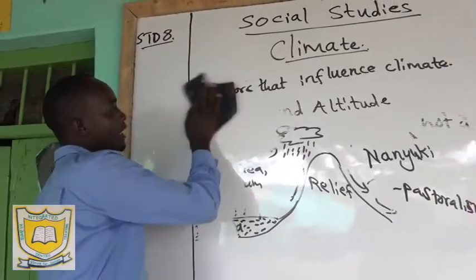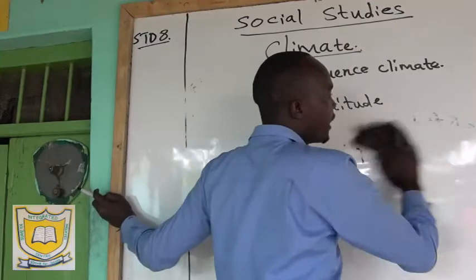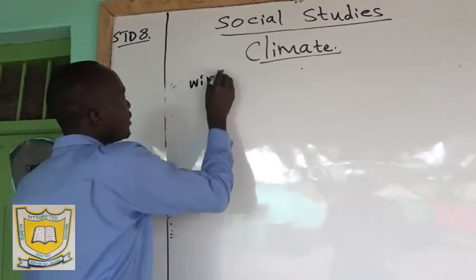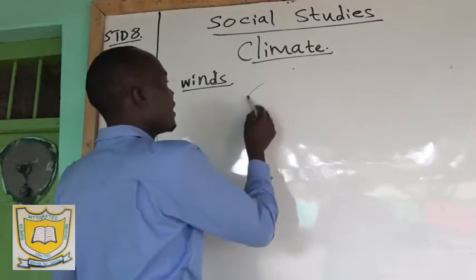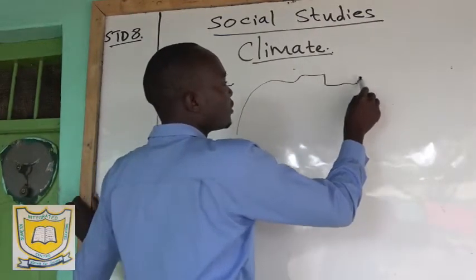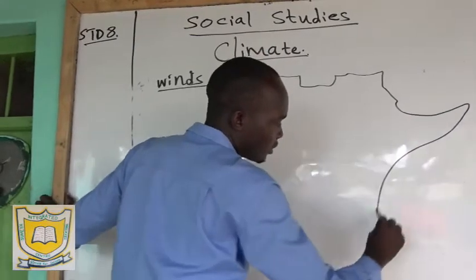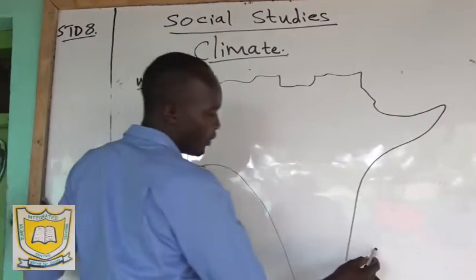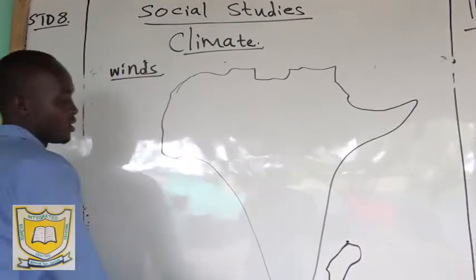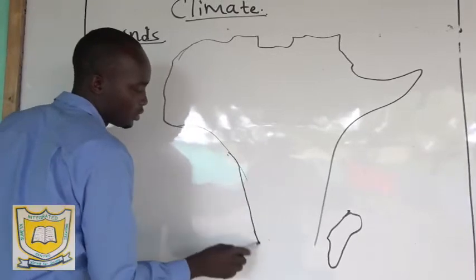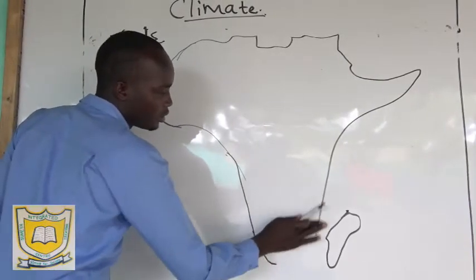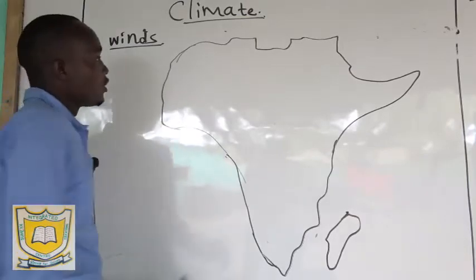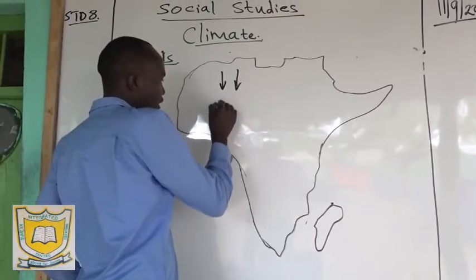Number two, we want to go to factor number two that affects climate. We call it winds. So factor number two, we have winds. If I may sketch the map of Africa, so this is the map of Africa. I've just sketched, just a sketch. So I shall draw this, then this, and then this, then this.